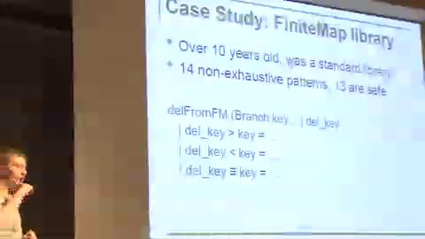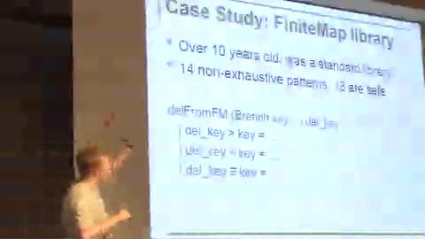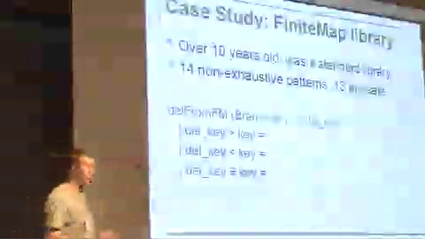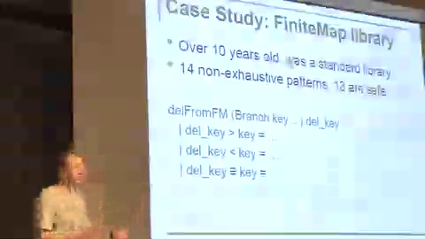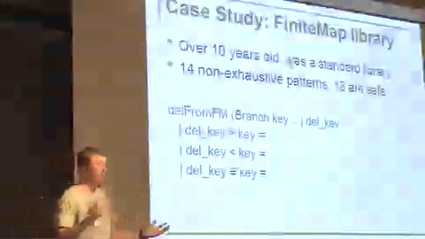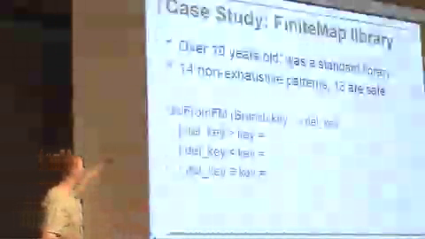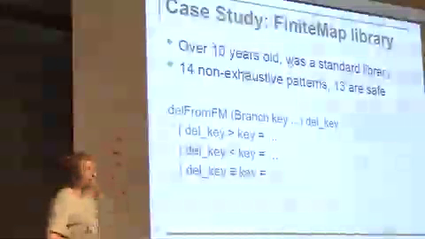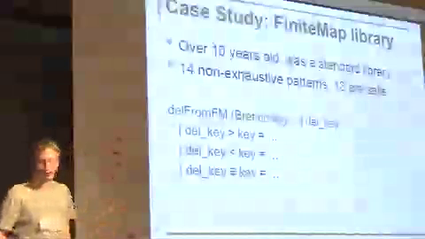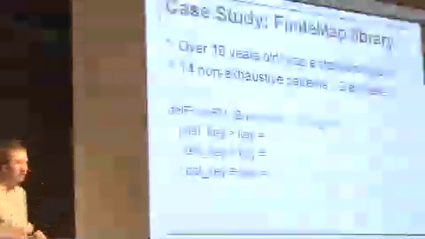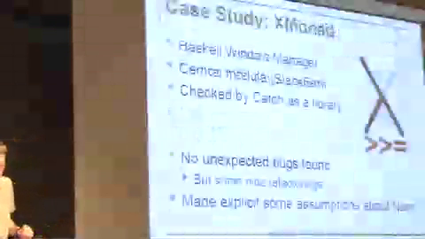But I also looked at some older stuff, like the finite map library. And this actually turns out to have inexhaustive patterns as well. It has 14 non-exhaustive patterns, 13 of which Catch can say are safe, and one of which it says, oh dear, it might not be safe. And this is the one, and it turns out it's really not safe, and you can crash the finite map library, admittedly with a fairly strange instance declaration.